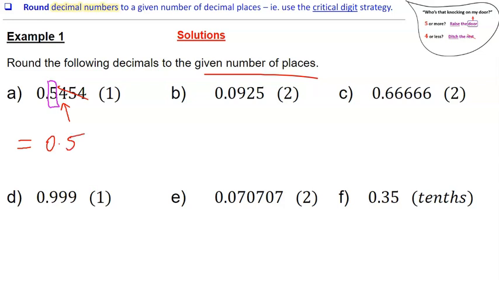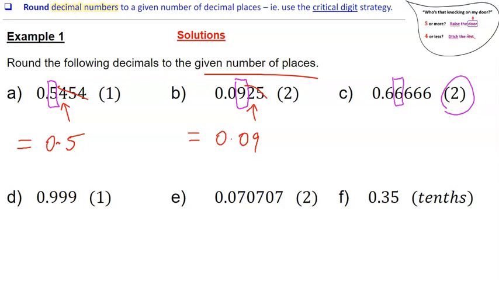Answer, 0.5. Part B. This tells you where to put the door. Look at the digit. Sing the ditty. Who's that knocking on my door? 5 or more, raise the door. 4 or less, ditch the rest. Answer, 0.09.